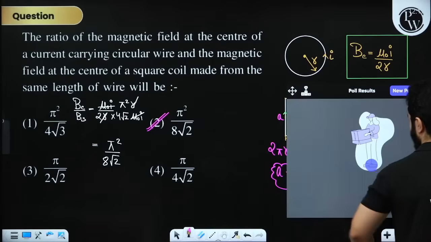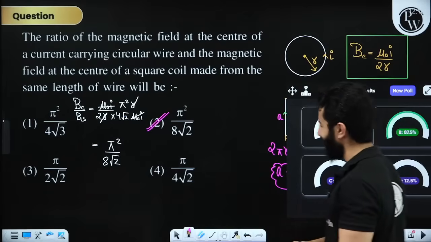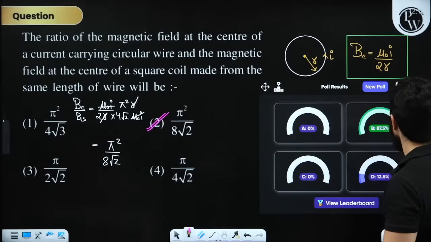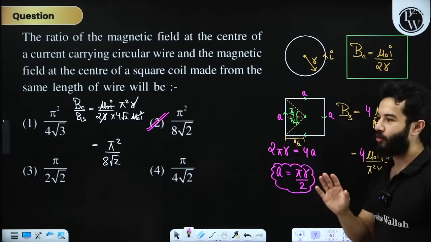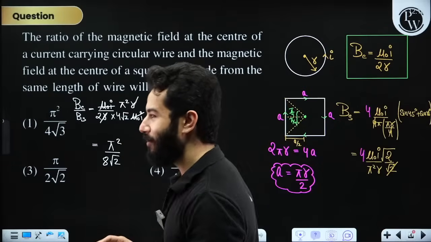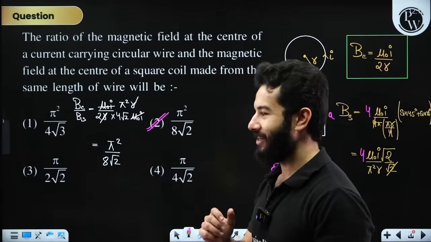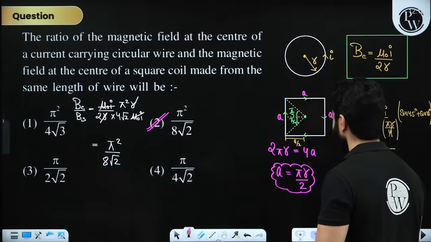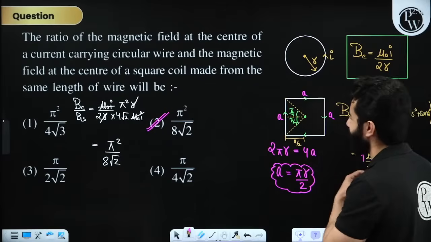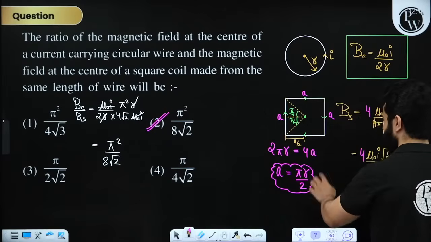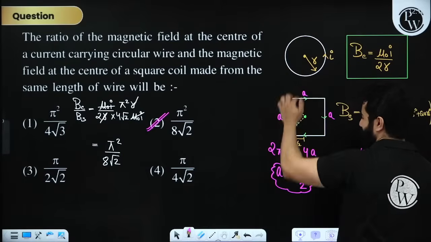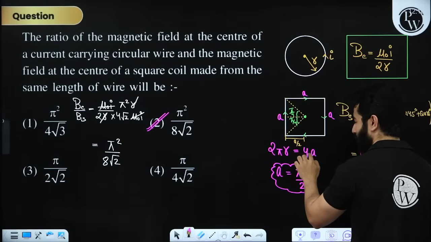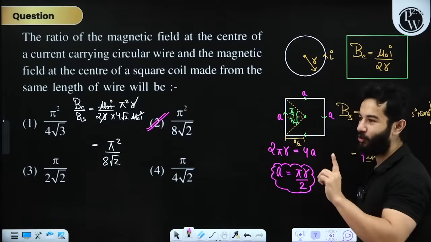Alright, some of you have also marked pi upon 4 root 2. You might not have multiplied this 4, or maybe some other error. Sir, L by 4 hoga na. Why L by 4? Please tell me why L by 4 hoga. Which thing? Which is L, by the way? I've assumed this side to be A, and the circumference is 2 pi R. So 2 pi R is equal to 4A. So A will be equal to this, 2 will get cancelled out by this 4, it will become 2 over here. It will become pi R by 2. Please don't make any mistake.